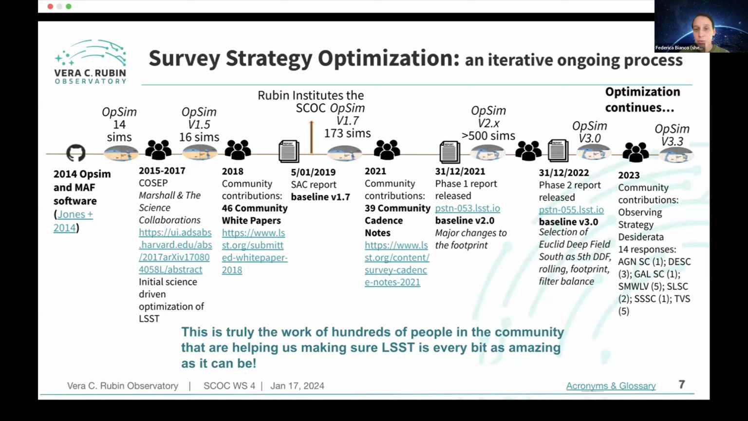Throughout, we produced reports of where we thought the survey strategy was at that point, and how we thought it should be conducted at that moment. As you see, there has been more than one report. There's been a report from the SAC, a phase 1 report from the SCOC, a phase 2 report released in December of last year by the SCOC, and we expect one to come out this year.